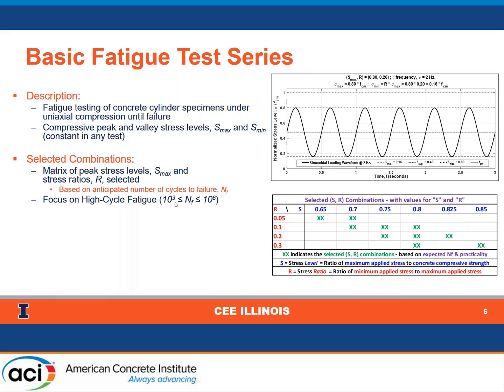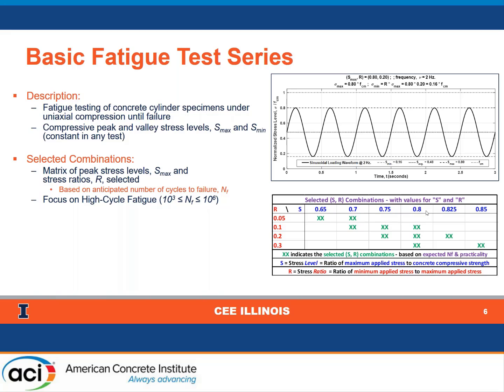So in order to do this, we looked at some existing predictive models, and the model that we looked at used the peak stress level called Smax and something known as a stress ratio R, which was the ratio of the valley stress level to the peak stress level. And we looked at what are the possible combinations that we could test so that we were in the high cycle fatigue domain, and we came up with a range of values so that there were different values for the peak stress level and different values for R as shown here.